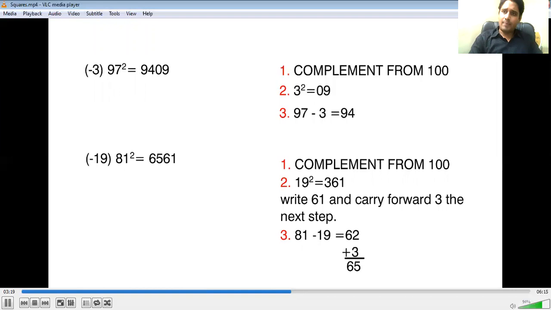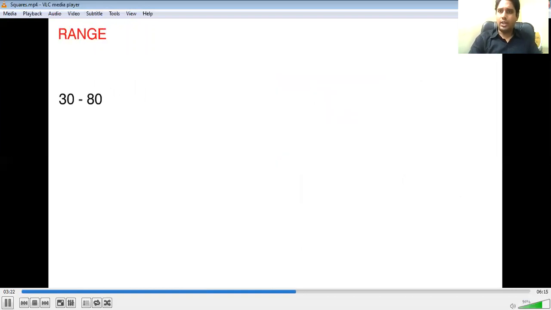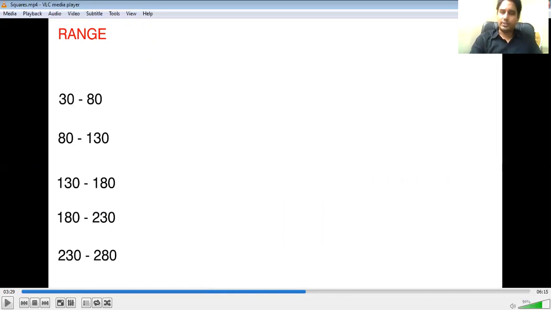So following the same procedure, you can find out the square of any natural number of any range. So I am writing down a mechanism here for higher numbers as well. In the first column, I am writing the range. So in this case, it is 30 to 80, 80 to 130, 130 to 180, 180 to 230, 230 to 280. And you can follow this.